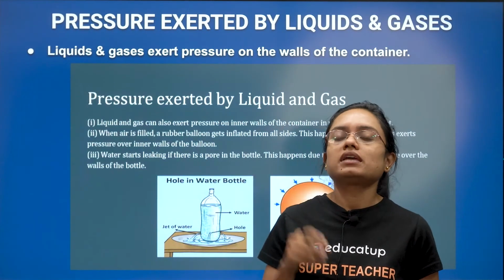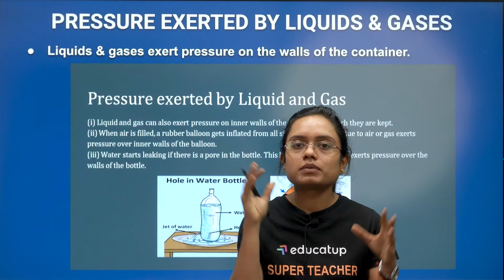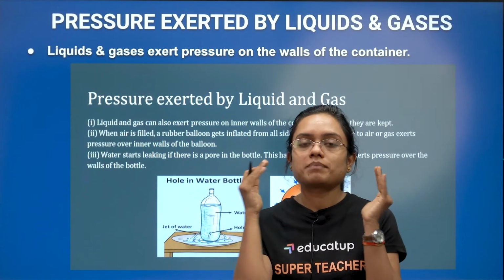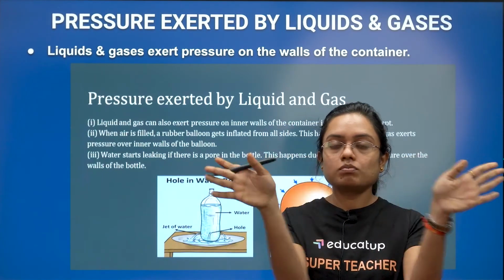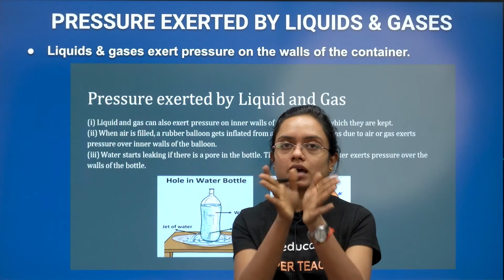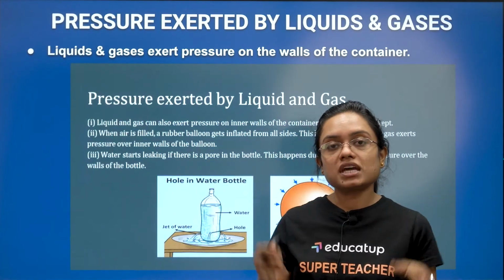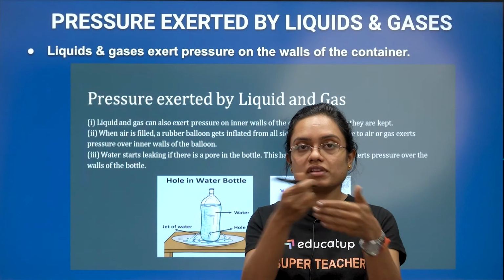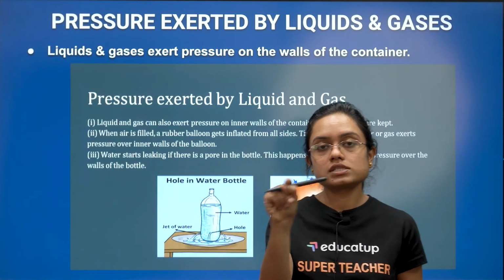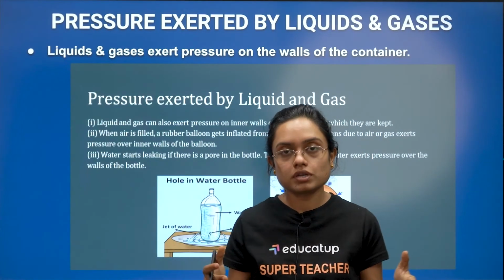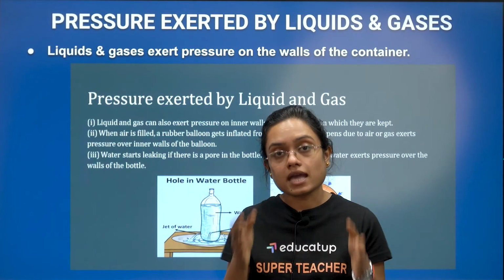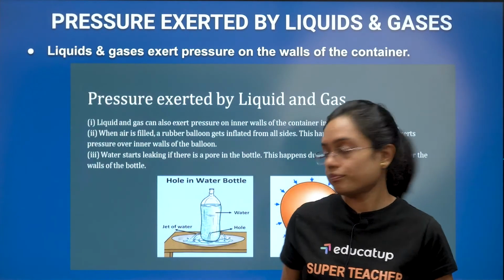For example, if you have inflated a balloon, आपने एक बलून को इन्फ्लेट किया, उसके अंदर आपने एयर ब्लो की, तो जो एयर है वो बलून के पूरे स्किन पे हर तरफ प्रेशर लगाएगा. If there is water in a jug, the water will exert force on all the walls of the jug, on all the walls of the container. So liquid and gases also exert pressure.